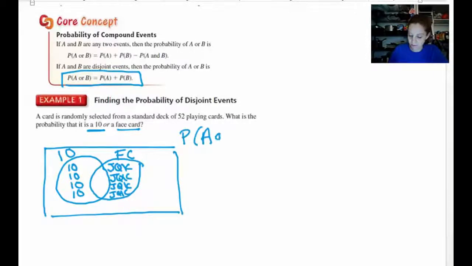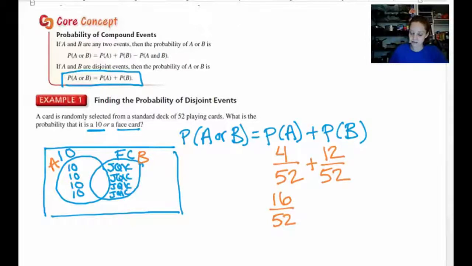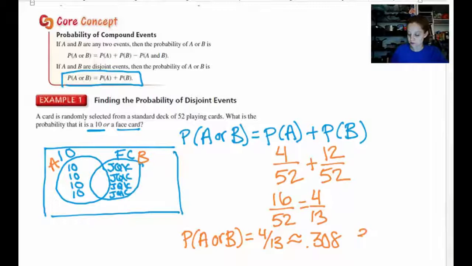The probability of A or B is equal to the probability of A plus the probability of B. And I'm going to call the 10 event A, face card event B. So the probability of selecting a 10, there are 4 in a deck of 52 cards, plus a face card, there are 3 times 4, that is 12 out of 52. And this is really 16 out of 52 when I add those fractions. And this can reduce to 4 out of 13. So the probability of A or B is 4 out of 13, which is approximately 0.308, which is 30.8%.